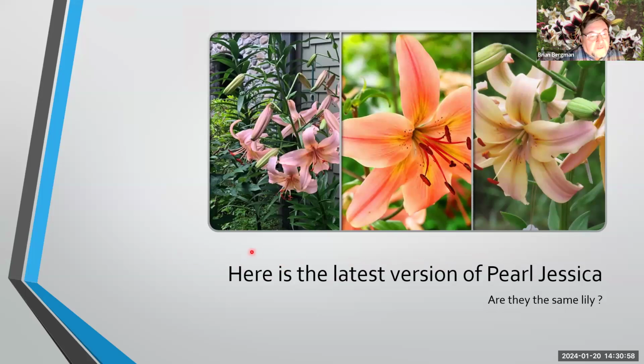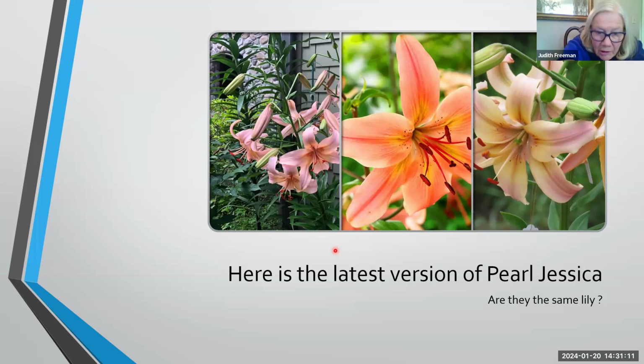I think the one on the right is the true Pearl Jessica, but the two other pictures were labeled as Pearl Jessica. So which one is the true one? I'm not too sure. I think you'd have to see a long inflorescence and see the angle of the petals.